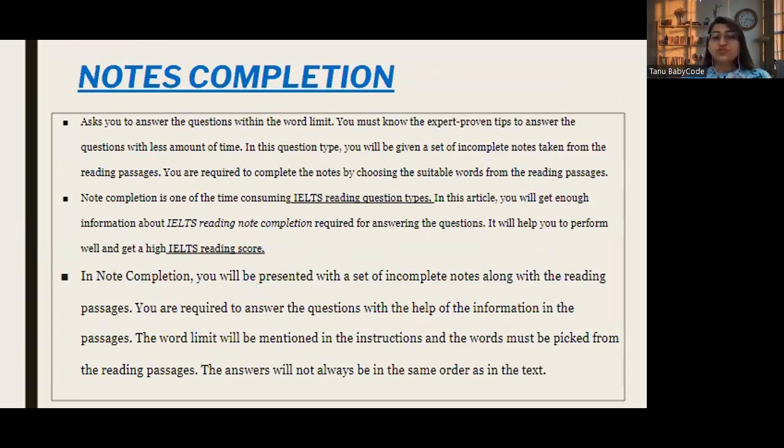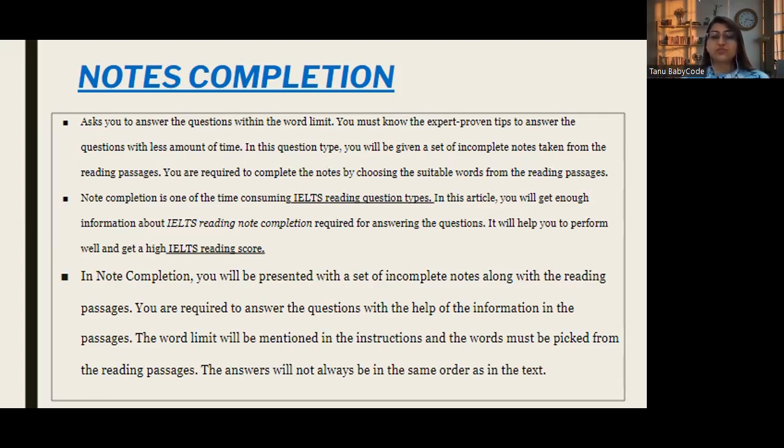Now, what is notes completion? Notes completion asks you to answer the questions within a word limit, right? Sometimes these are questions which have incomplete notes taken from the passage, and you have to complete the notes by choosing suitable words from the passage, right? You will be presented with the incomplete notes. Now you are required to find the information from the passage, and you have to write according to your word limit, right?